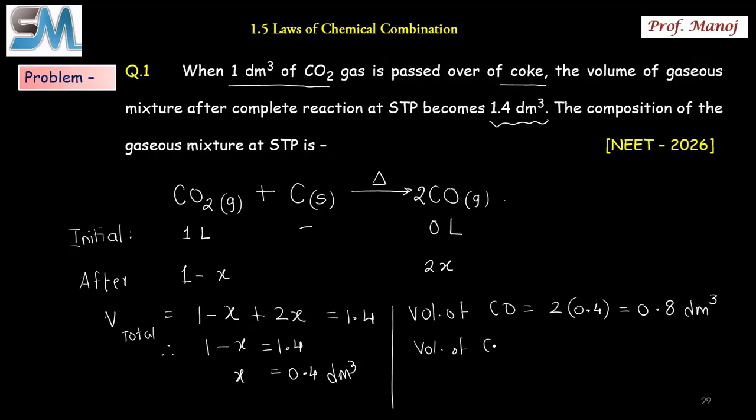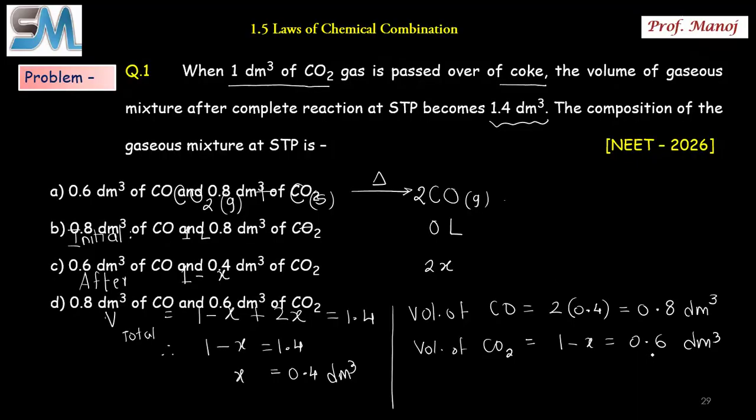Volume of carbon dioxide leftover will be 1 minus x, that is 0.6 dm cube, right? So if you see the options of it, they might overlap over here. So they are going to be 0.6 decimeter cube of CO2 and 0.8 decimeter cube of carbon dioxide, that is over here. So we are going to use both formulae here, that is Avogadro's law as well as Gay-Lussac's law.